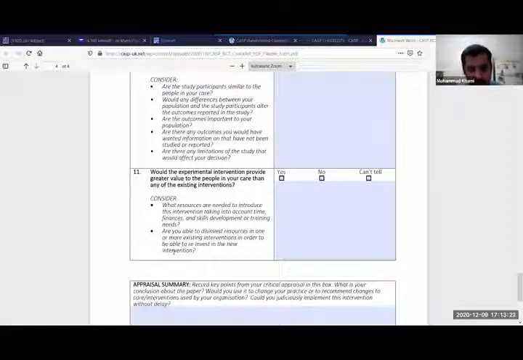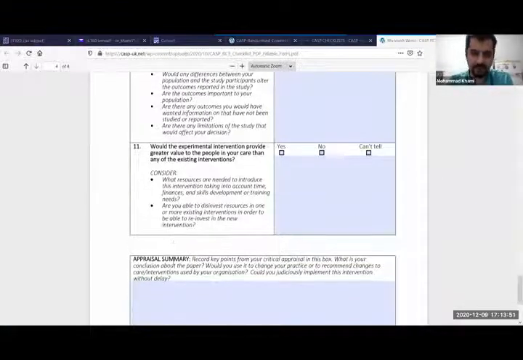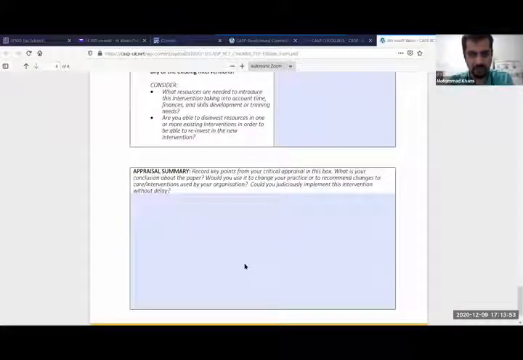Are you able to disinvest resources in one or more existing interventions in order to be able to reinvest in the new intervention or not? Specifically when you are in a decision-making situation and you should make some decisions that discontinue a routine procedure and allocate the resources for a new technique or procedure. So these questions relate to that kind of decision making. And then you will have a summary here.